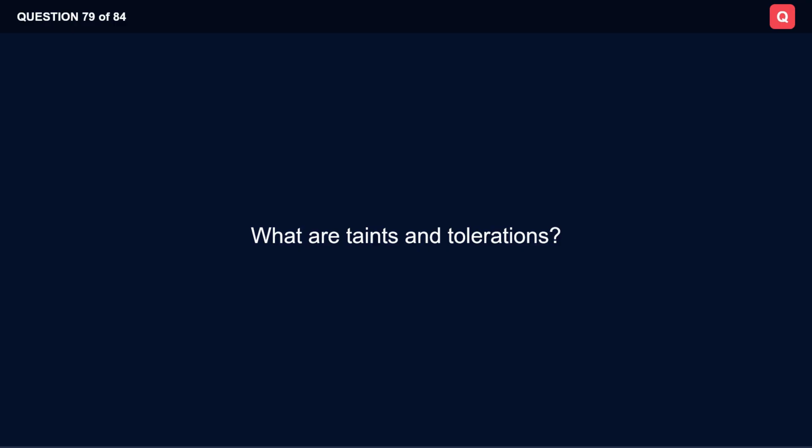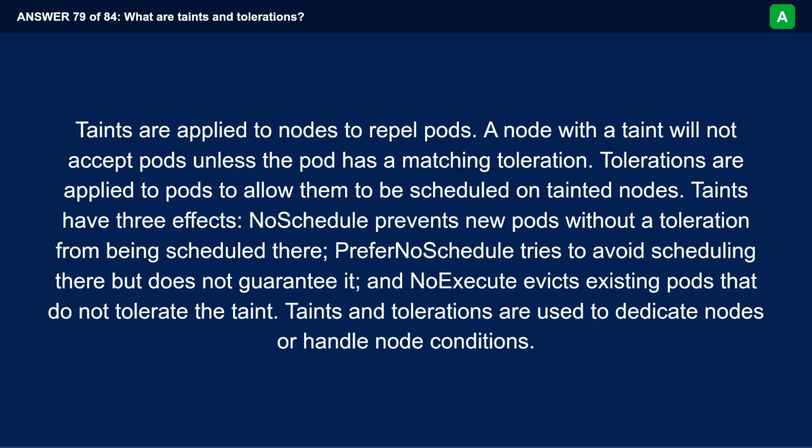What are taints and tolerations? Taints are applied to nodes to repel pods. A node with a taint will not accept pods unless the pod has a matching toleration. Tolerations are applied to pods to allow them to be scheduled on tainted nodes. Taints have three effects. NoSchedule prevents new pods without a toleration from being scheduled there. PreferNoSchedule tries to avoid scheduling there, but does not guarantee it. And NoExecute evicts existing pods that do not tolerate the taint. Taints and tolerations are used to dedicate nodes or handle node conditions.